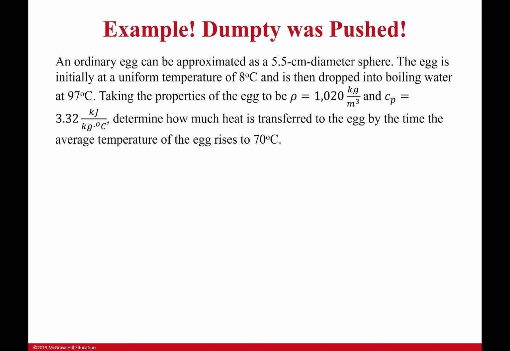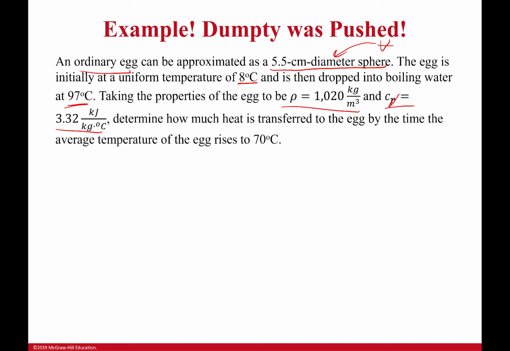So here we go. We have an ordinary egg, and it can be approximated as a 5.5 centimeter diameter sphere. If you see diameter, it's typically telling you an area or a volume. In this case, it's giving me a volume using that. I'm going to put a line through this to let you know that's a capital V. The egg is initially at a uniform temperature of 8 degrees Celsius and is then dropped into boiling water at 97 degrees Celsius. Take the properties of the egg to be, well, here's a density and here's our specific heat.